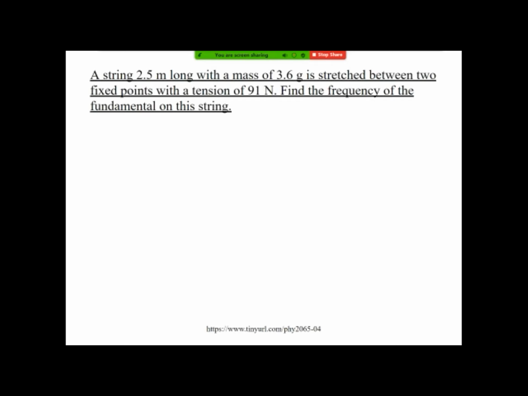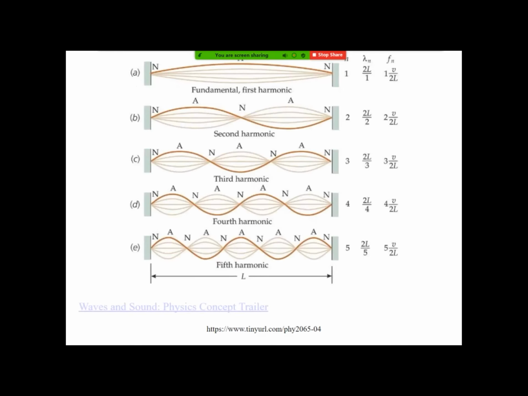So this is a combined concept of the standing wave and what we learned from the previous lecture, given the tension here. In this case, you can find the speed, because tension is given, the length is given, the mass is given. So you can find the speed of the wave here, and then you can use the speed of the wave to calculate the fundamental frequency, as from one of the equations above here.